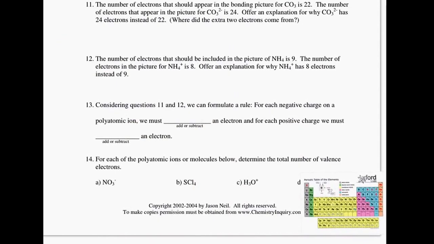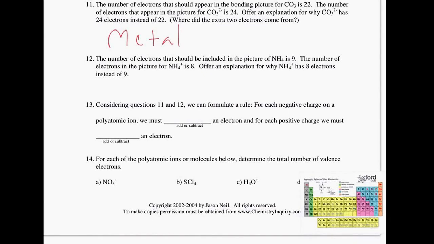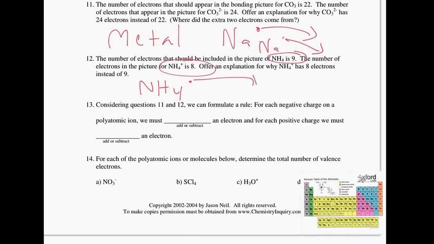Okay, the next question says that CO3 is 22 and CO3 minus 2 is 24. Then it says, where do we get those 2 extra electrons? Well, we got them from probably a metal, right? So there had to be a transfer of valence electrons, and those went to the CO3 minus 2. NH4 is 9, and NH4 plus is 8. So NH4 acted as a metal and gave away electrons. For a negative charge on a polyatomic, we must add, and for a positive charge, we're going to subtract.